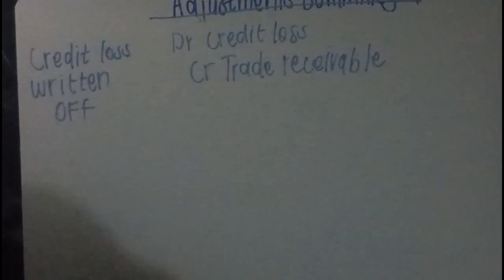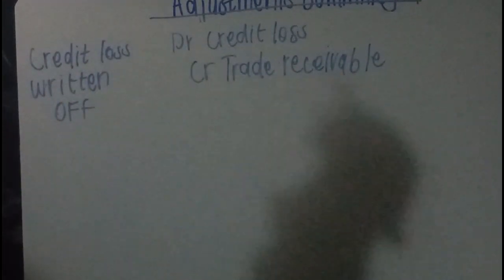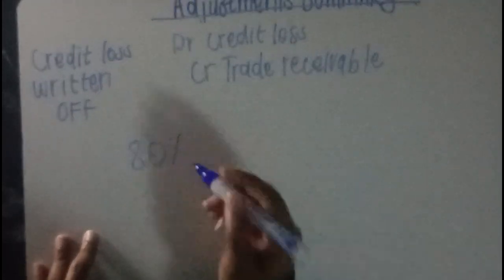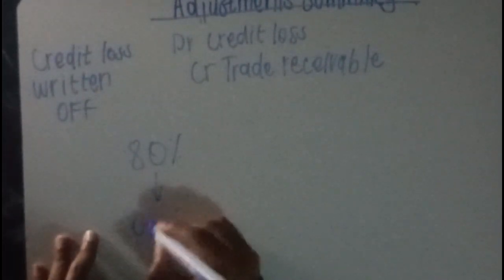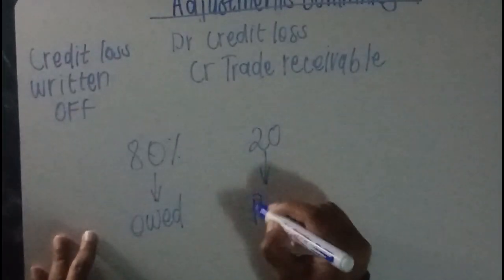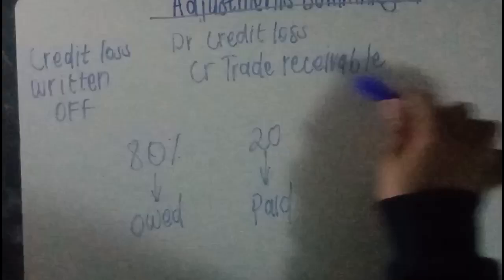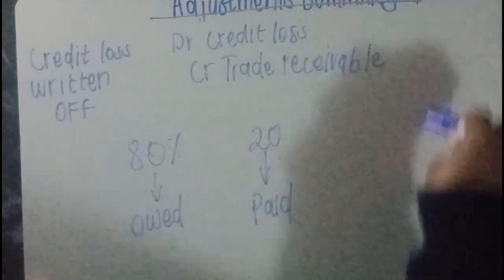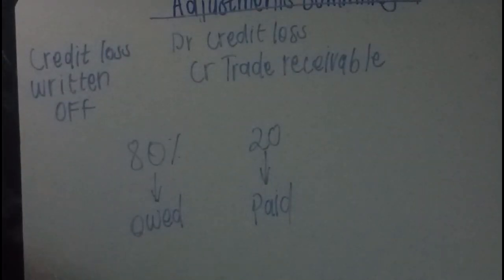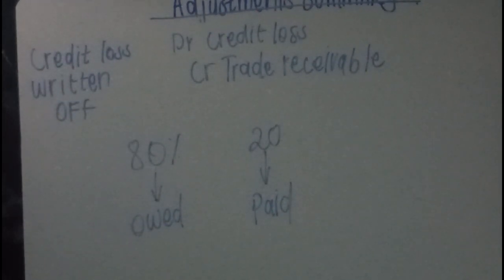Oh no, I'm making a mistake. They're going to say to you, for instance, you are having 80% still owed, and then 20% was paid. Sorry about that. So now your trade receivable takes the 100%, and then your bank takes the 20%, and your credit loss takes 80%. I made a mistake by saying you credit bank. No, you actually debit it, because money is coming in.